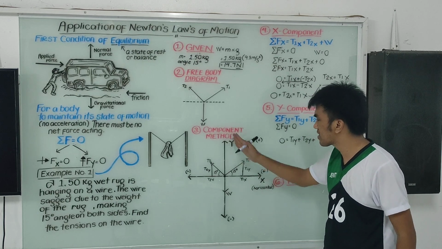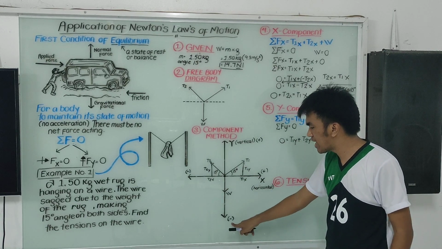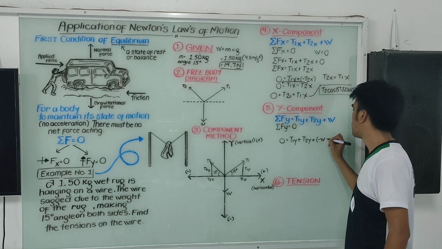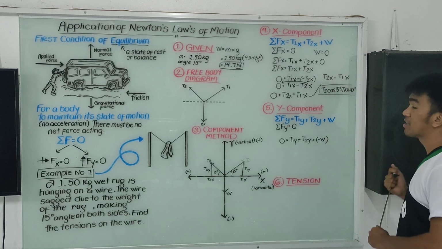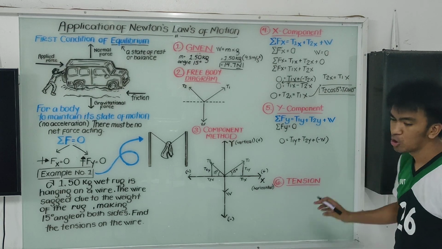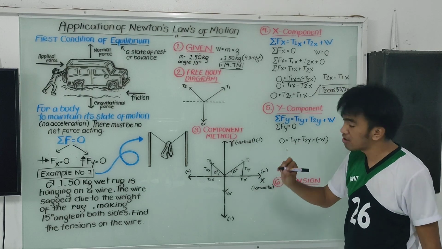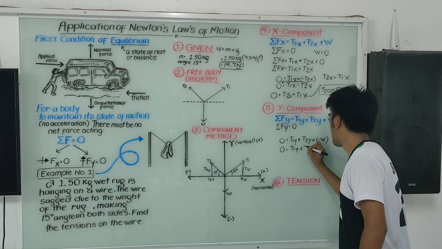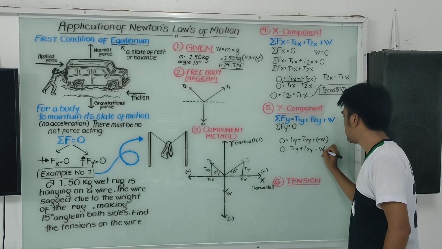Since the weight is a vertical component pointing down the Cartesian plane, the sign of y here is negative. So this will be negative W. So 0 is equal to T1y plus T2y plus negative W. Simplify, this will become 0 is equal to T1y plus T2y. Positive times negative is negative W.